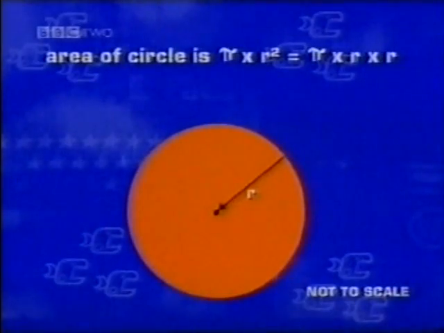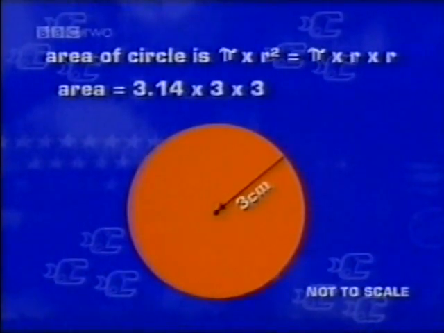Finally, the area of a circle is pi multiplied by the radius squared, which means multiplied by the radius, then by the radius again. So this circle with a radius of 3 centimeters has an area of pi, or 3.14, multiplied by 3 multiplied by 3 again, which comes to 28.3 centimeters squared.